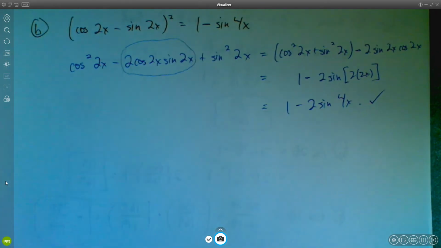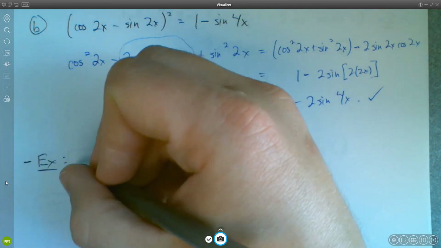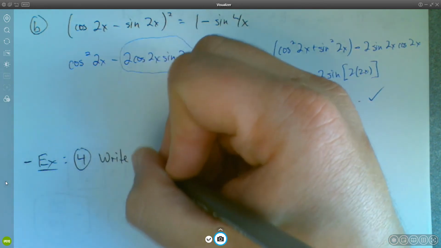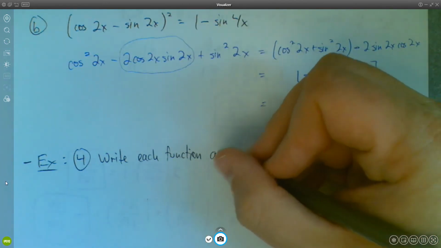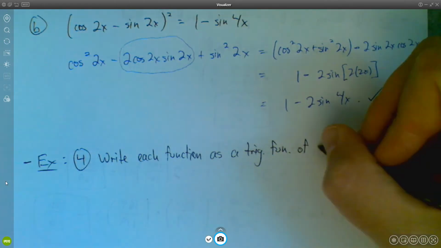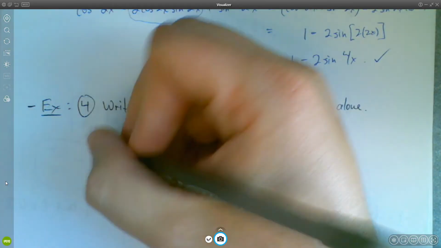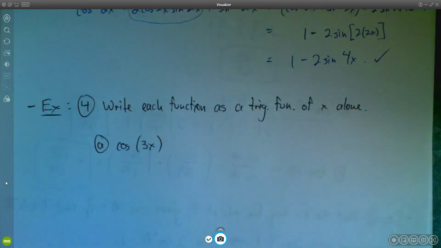Alright, a couple more examples. Actually, I think I have 3 more examples in total, but let's try this out. Let's write each function as a trig function of x alone. Okay, let's see if we can do this for cosine of 3x. Ah, that's interesting. Well, I'll let you give the video a pause and see if you can try it out.